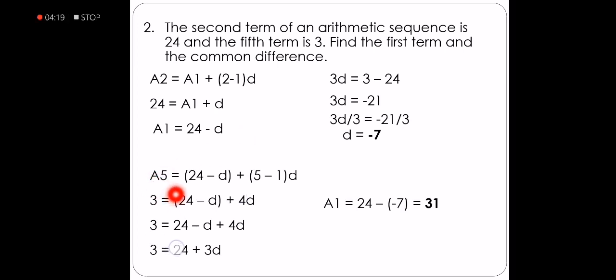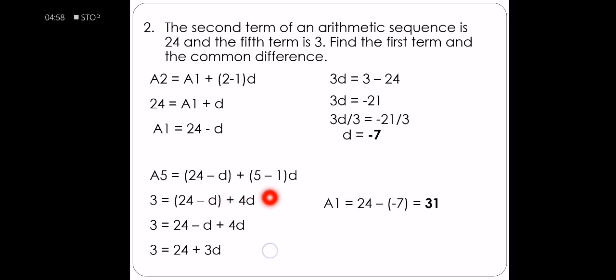Okay, next is our a sub 5. So a sub 5 equals a sub 1 plus 5 minus 1 times d, kasi di ba ang formula natin a sub 1? Alam natin na yung a sub 1 natin ay 24 minus d, isa-substitute na lang natin siya dito. So 24 minus d plus 5, since that is the position of the term, minus 1 times the common difference. Hindi pa natin alam si common difference. So a sub 5 is simply 3 equals 24 minus d plus 5 minus 1 is 4 times d. So 3 equals 24 minus d plus 4d.